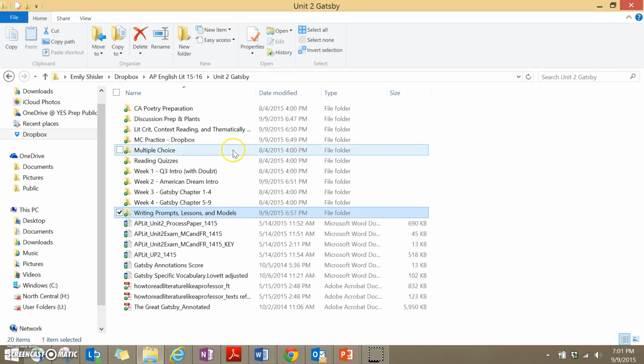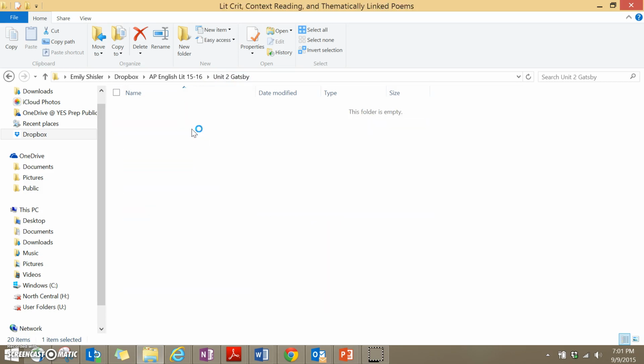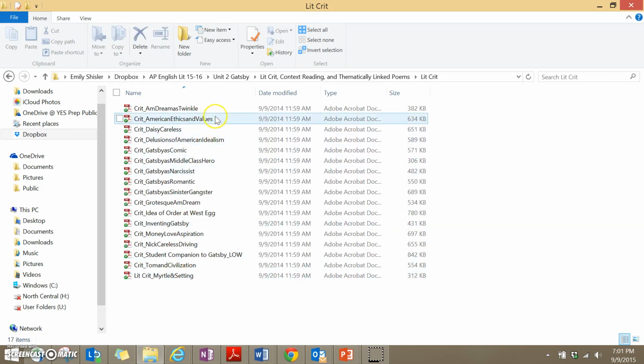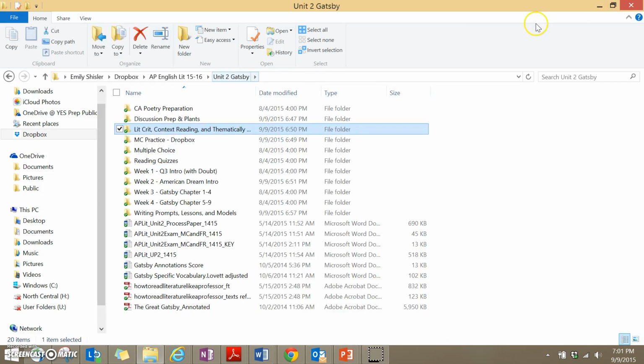So if you want to get started, within the Unit 2 folder in Dropbox, there's a folder called Lit Crit, Context Reading, and Thematically Linked Poems. So there's a whole folder of Lit Crit. Now, these are all pulled from high school level literary criticism by a publisher called Greenhaven Press, but maybe you want to consider the American ethics and values at play in the book, or there's an article about careless driving, etc. So take a look at some of those.